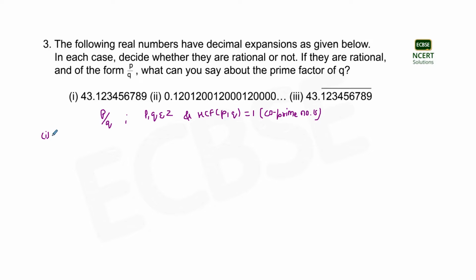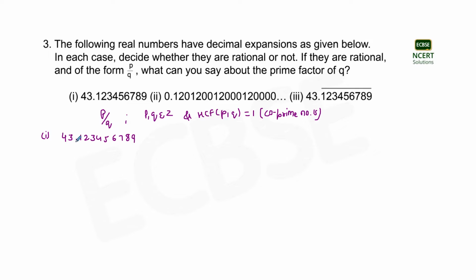Now let us come to the first part. Here the number's decimal expansion is 43.123456789. As we can see, the decimal point is moved left by 9 digits in the decimal expansion of the number, and the 9 digits are 1, 2, 3, 4, 5, 6, 7, 8, and 9.